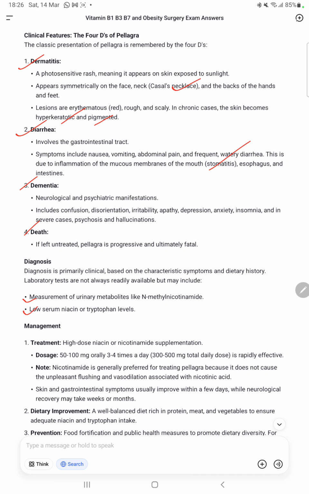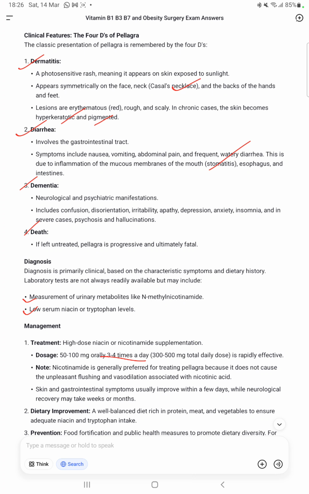In management, so treatment, high dose niacin or nicotinamide supplementation is given. So here 50 to 100 milligrams of niacin is given orally 3 to 4 times a day. So a total dose of 300 to 500 milligrams is rapidly effective. Nicotinamide is generally preferred for treating pellagra because it does not cause the unpleasant flushing and vasodilation that is associated with nicotinic acid. So nicotinamide is preferred over nicotinic acid, so that the flushing doesn't happen.